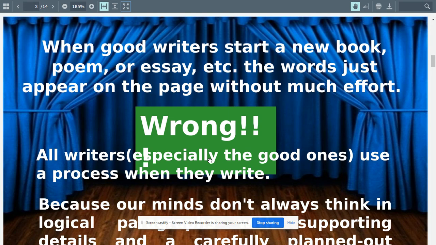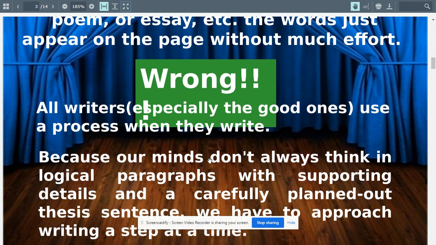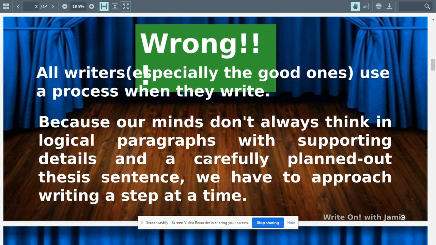Now, when good writers start a new book, a poem or an essay, etc., the words just appear on the page without much effort. Do y'all agree with that? Wrong. I do not agree either. All right, all writers, especially the good ones, use a process when they write. Because our minds don't always think in logical paragraphs with supporting details and a carefully planned out thesis sentence, we have to approach writing a step at a time.